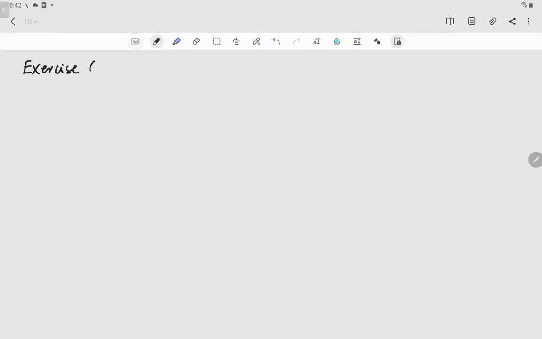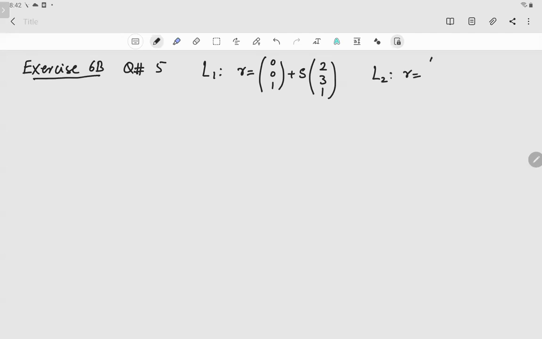Exercise 6B, question number 5. They've given us a line L1 whose vector equation is (0, 0, 1) plus s times (2, 3, 1), where s is a scalar multiple, and then they have given us another line L2: (1, 4, 4) plus t times (0, 4, 0), where t is also a scalar multiple.